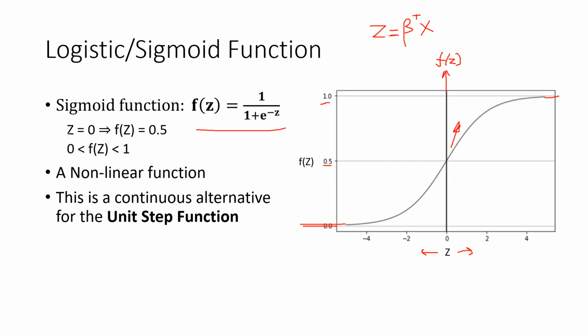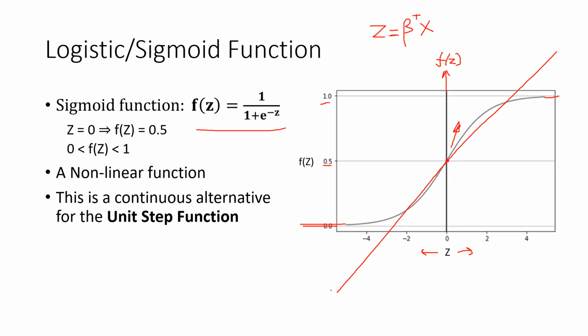Now you can see when z is 0, f is 0.5, at this point. And the f lies between 0 and 1, in between these two points. So it will never go below 0. Actually, it will never reach 0, it will never reach 1, and it will never move above 1 as well. From minus infinity to plus infinity, the values will lie between 0 and 1. Unlike the linear regression, which is something like this.